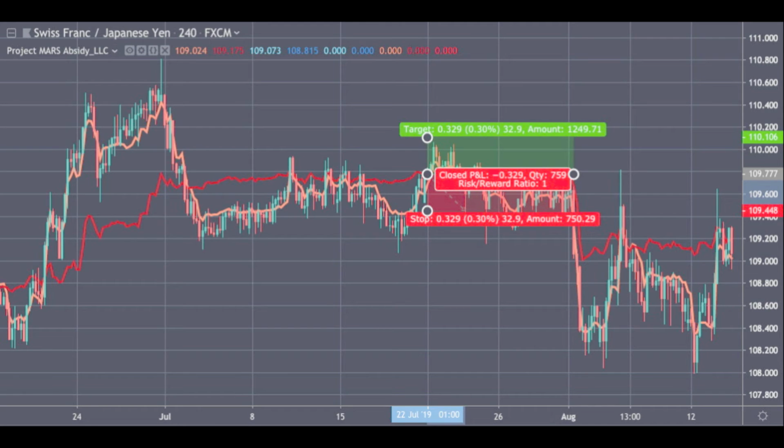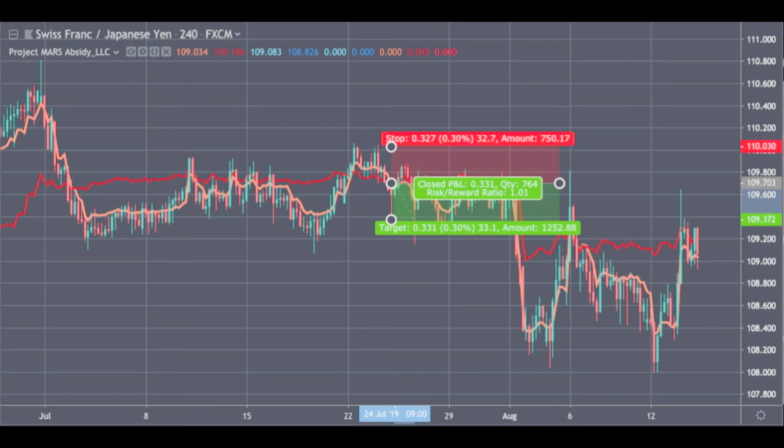Again, in this ranging period that we just lost in, we also had a short signal. If we followed that short signal and put our stop loss and take profit both 30 pips away, we again would have taken our take profit. In this instance, the profit and the loss of this ranging situation would have canceled each other out luckily.